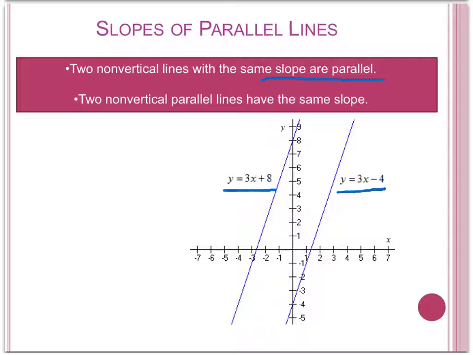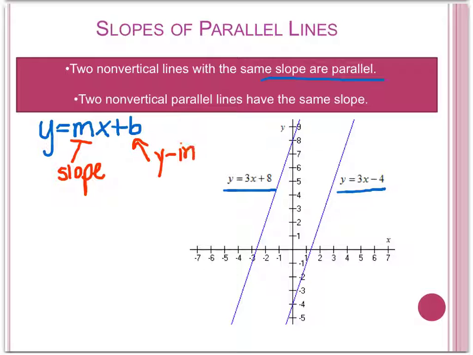Both of these equations are in the slope-intercept form. This is shown as y equals mx plus b, where m is the slope, this is the coefficient in front of x, and b is the y-intercept. As you can see, in y equals 3x plus 8, 3 is the slope for that line. In the next line, y equals 3x minus 4, 3 is also the slope. And since these are equal, we know these 2 lines are parallel.